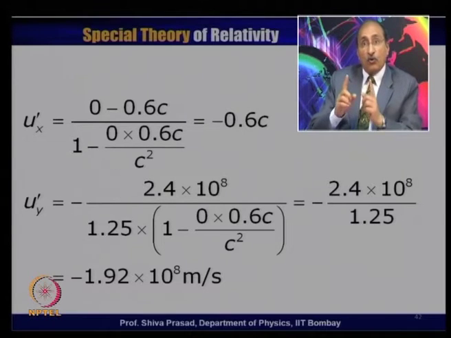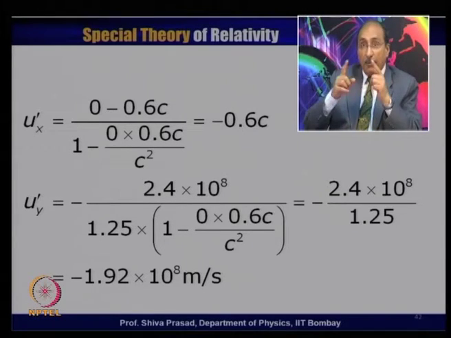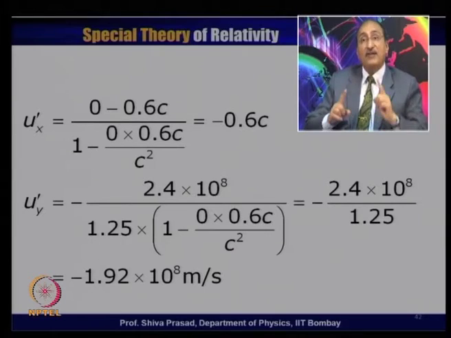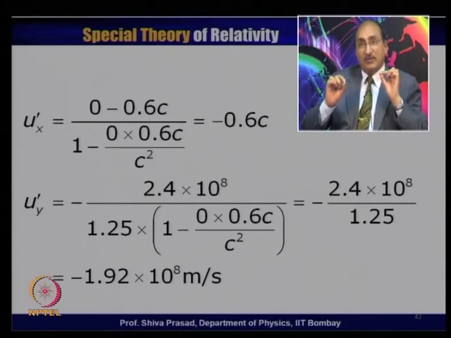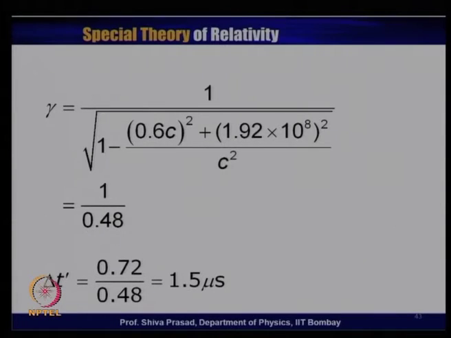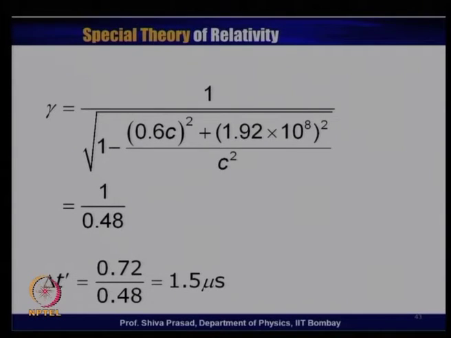So, if I have to calculate now the gamma value, I have to use the complete both the components of u's. So, now let us calculate the value of gamma. This is the value of gamma that we have to use when we want to transform from S prime to S double prime frame of reference.